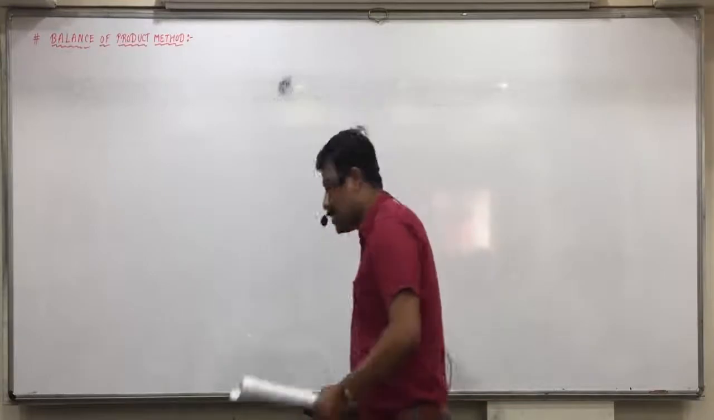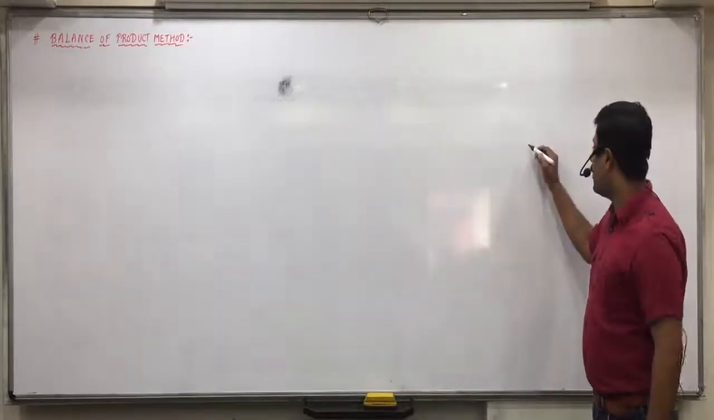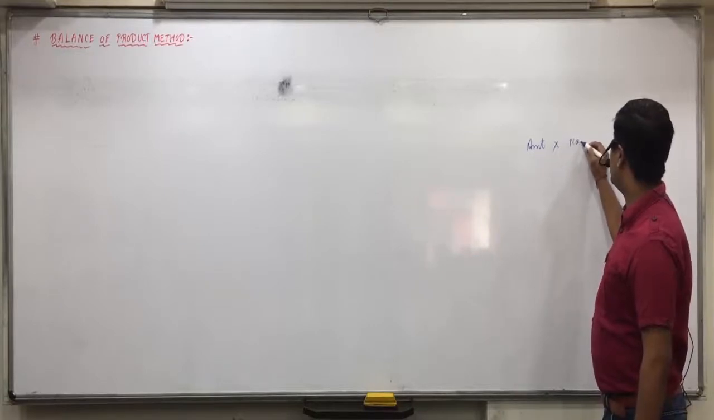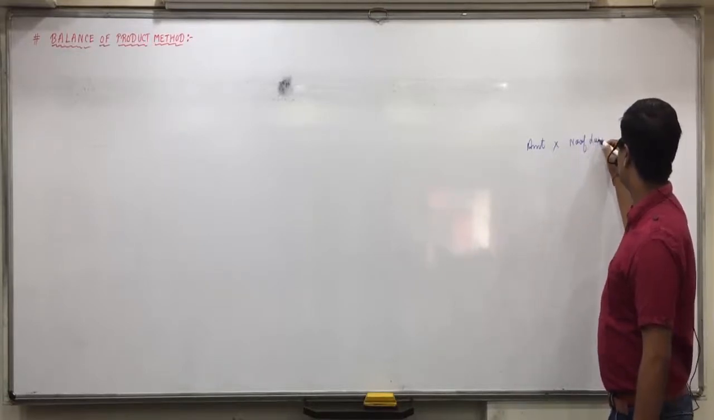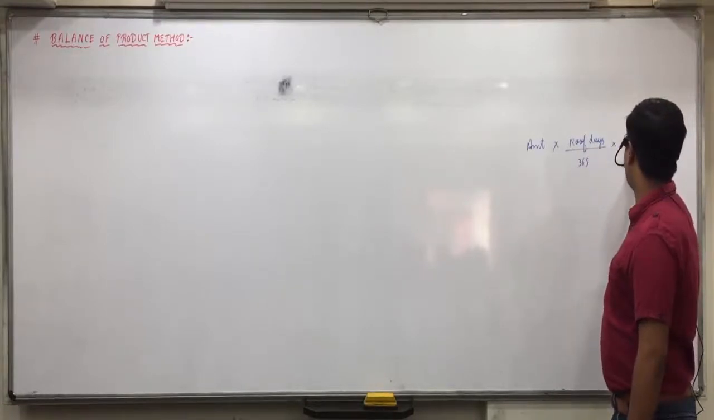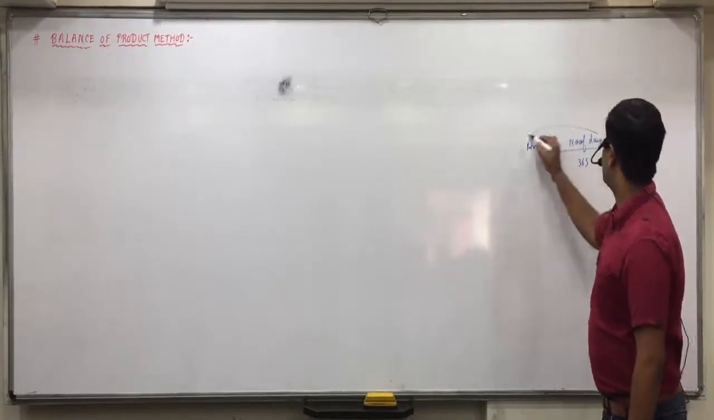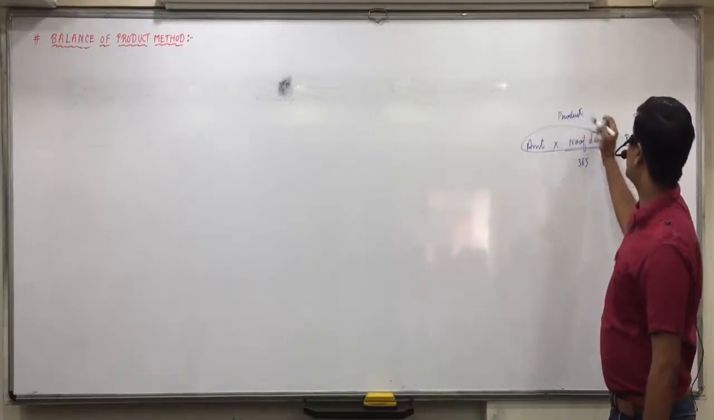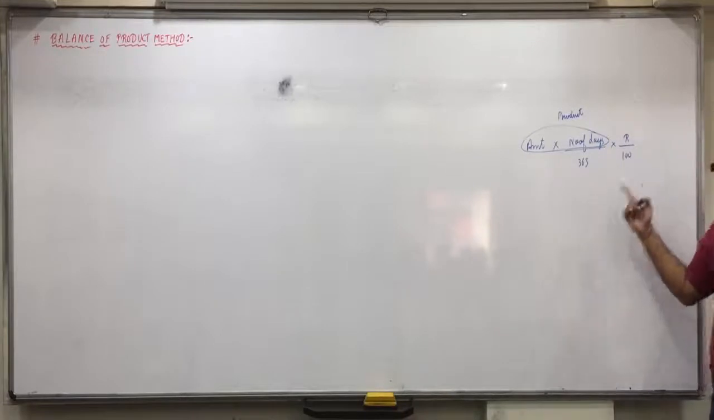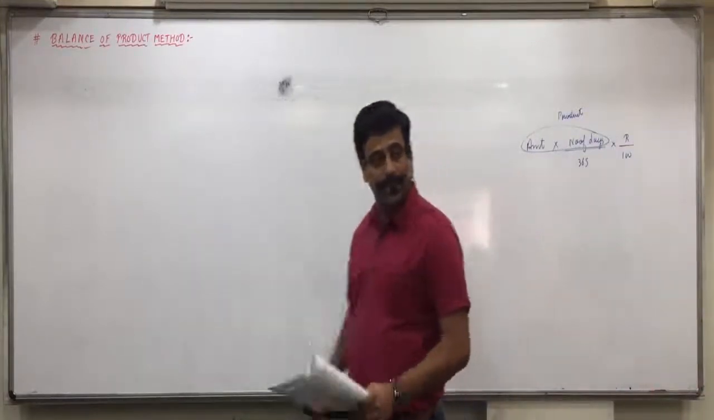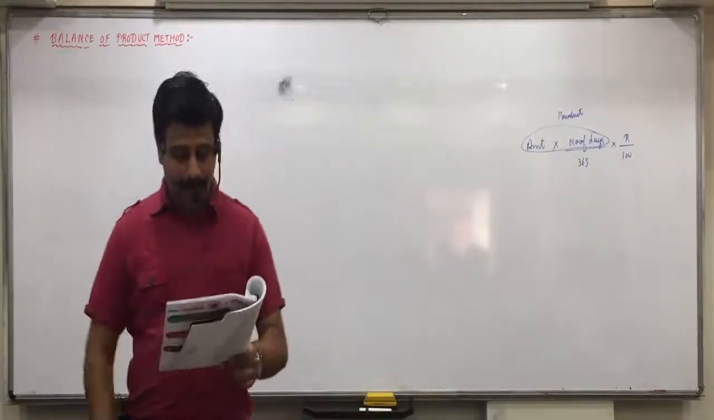Okay, I'll write it so it becomes clear. How do you count the interest normally? Amount into number of days divided by 365 into rate of interest upon 100. Now what is this amount into number of days? Product. So now what will you do? Product into 1 upon 365 into rate of interest upon 100. Did everyone understand this? Any confusion with this?